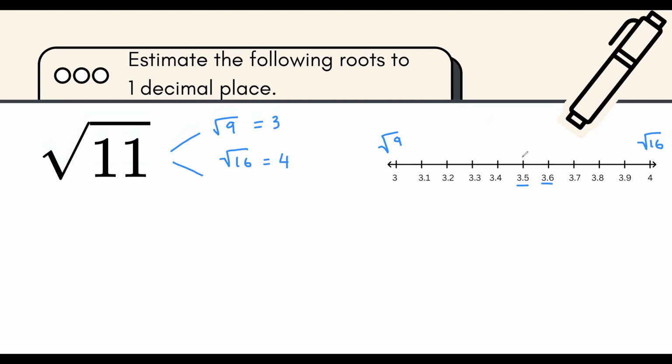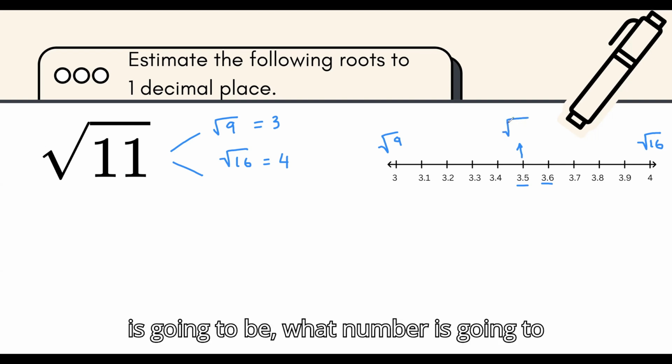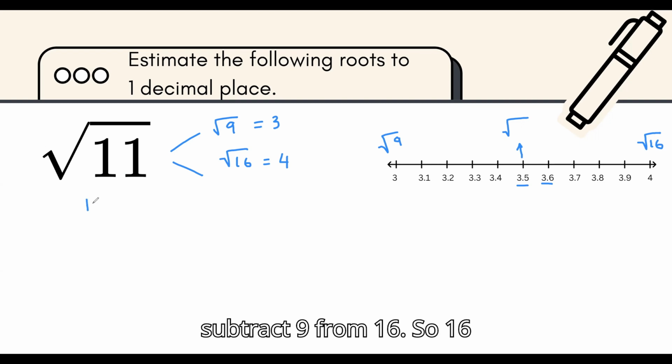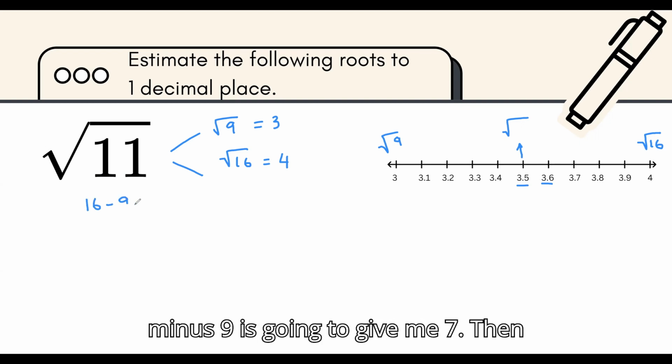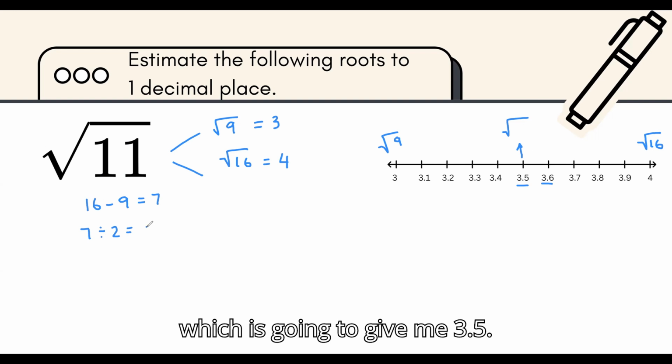So now to figure out what number is going to come under this square root, I need to subtract 9 from 16. So 16 minus 9 is going to give me 7. Then I'm going to divide 7 by 2, which is going to give me 3.5.